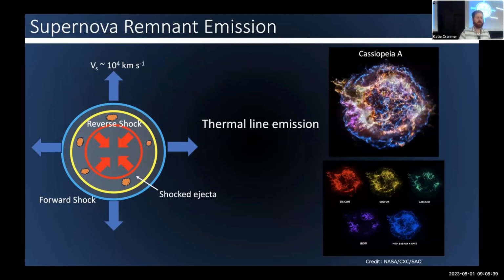Eventually, the interstellar medium starts to push back, and it produces a reverse shock, which travels towards the center, compressing and heating up the cool inner ejecta, causing it to emit in X-rays. So then you get plenty of thermal line emission. A great example of that is, of course, Cassiopeia A. It's a galactic core collapse supernova remnant, pictured here in X-rays. Each of the different colors represents emission from different nucleosynthesis products like silicon, sulfur, calcium, iron, and the blue is synchrotron radiation.